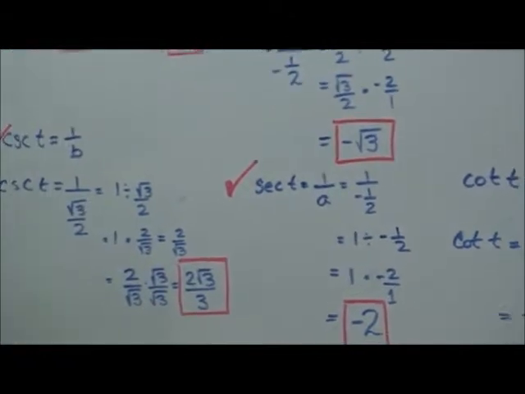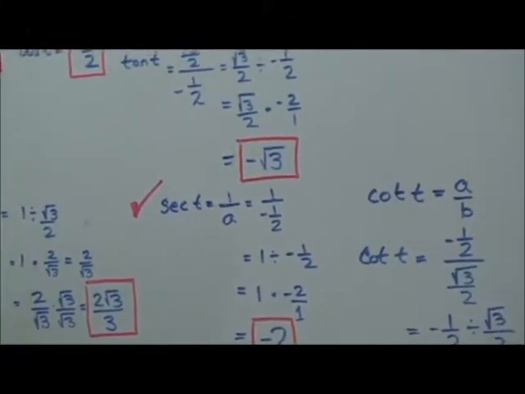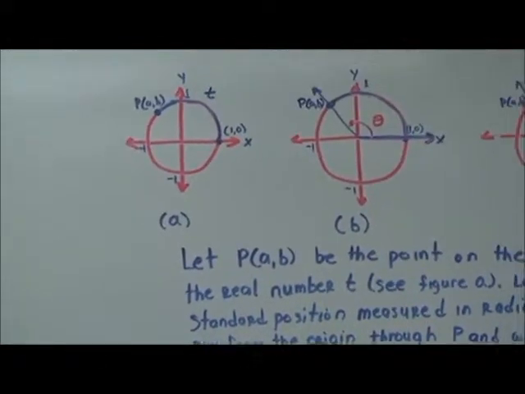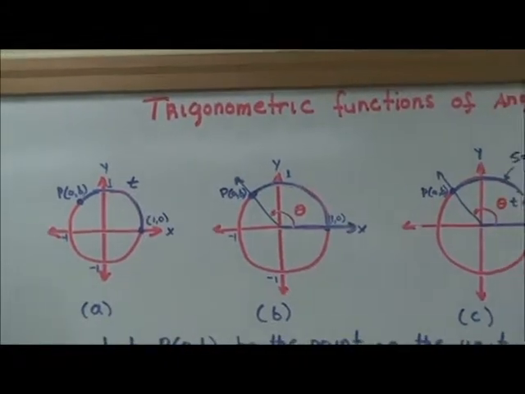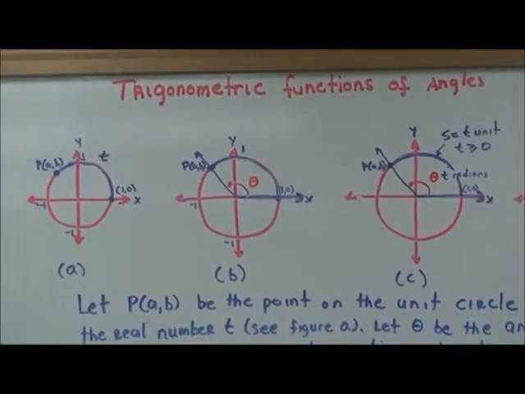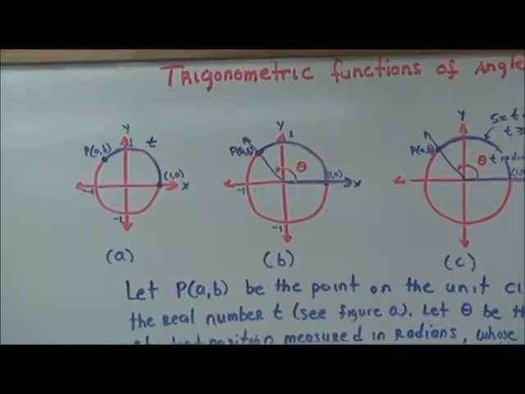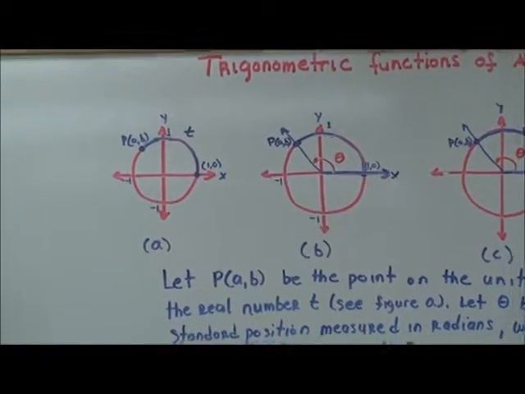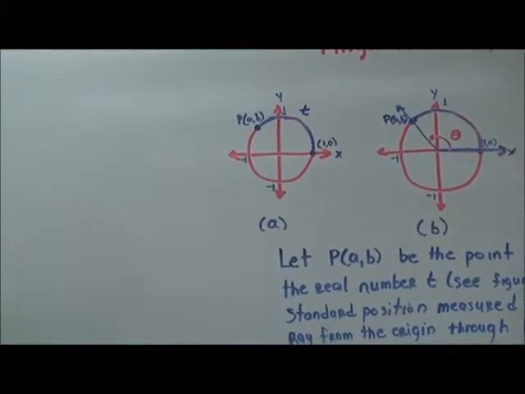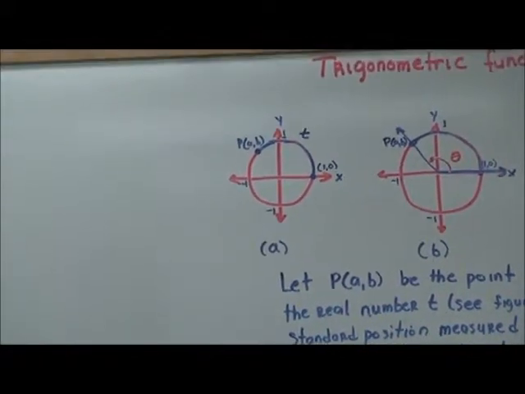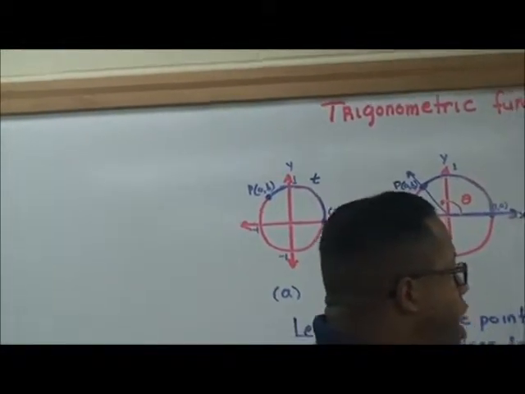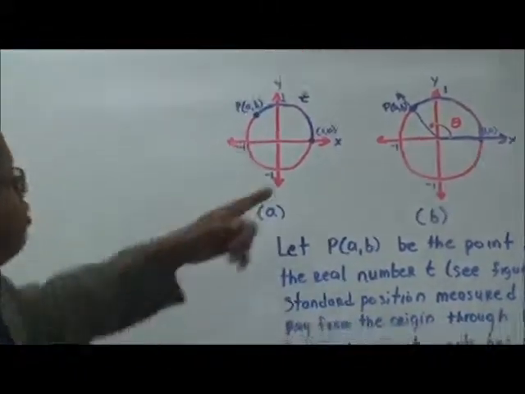Now, let's talk about trigonometric functions of angles. Now, let P(a, b) be a point on the unit circle corresponding to the real number t. Look at figure A. And let theta be an angle in standard position measured in radians, whose terminal side is a ray from the origin through P, and whose length is the absolute value of t. Look at figure B right here.